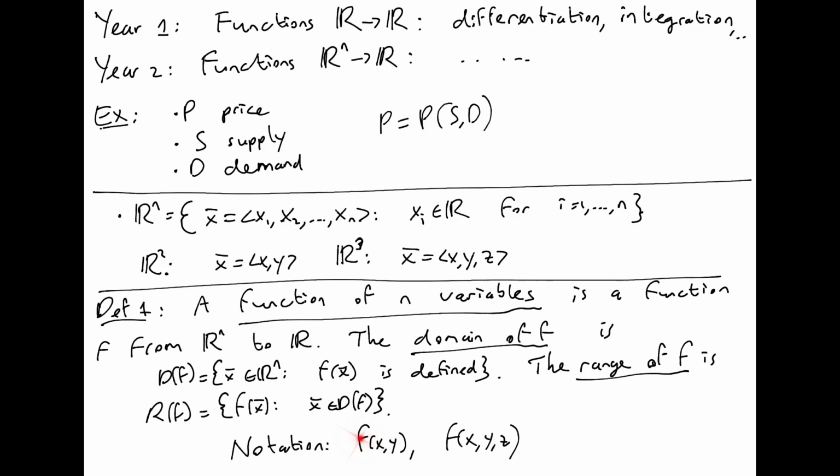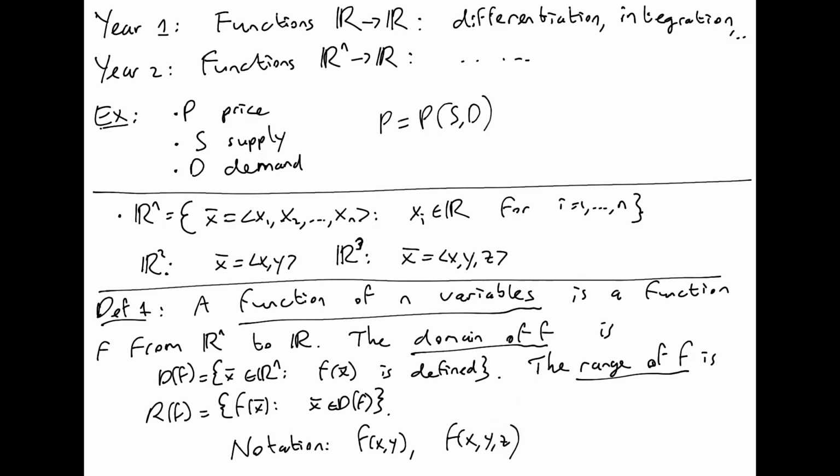So note that the domain is a subset of Rn, and the range is a subset of R. Just some small notation: if we have a point (x, y) and we plug it into a function f, we just write f of (x, y) with normal round brackets, so no angled brackets. And the same if we have a function of three variables and we plug in the point (x, y, z), we just write f of (x, y, z).